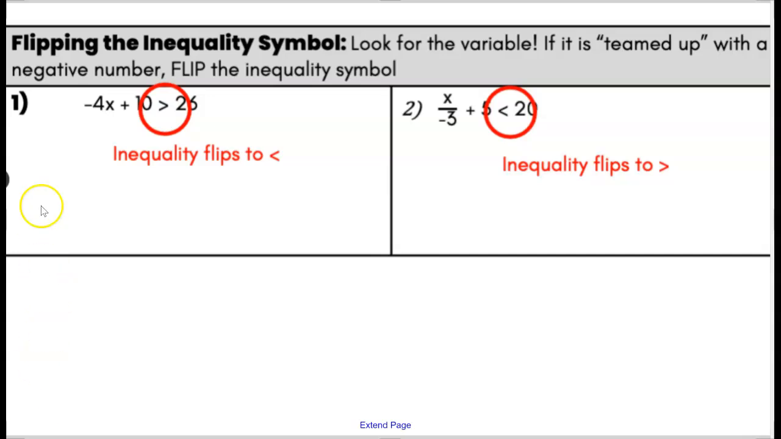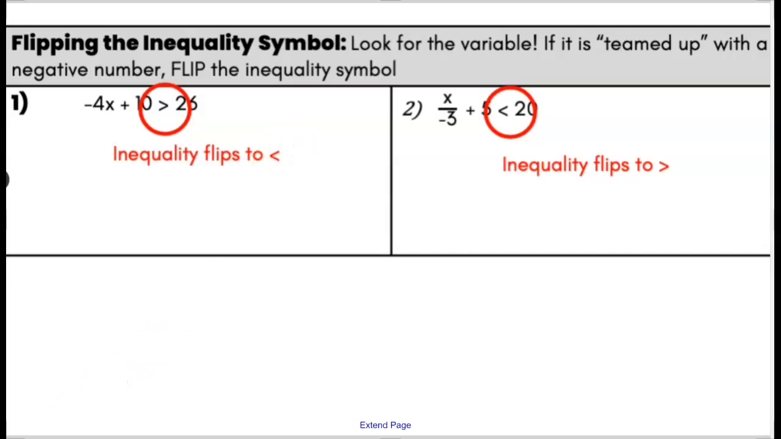All right, so in this next example, it says flipping the inequality symbol. Look at the variable. If it's teamed up with a negative number, flip the inequality symbol. So it seems like what they want you to do is flip the inequality symbol at the beginning. I usually teach it to do it at the end, but either way, here they just want you to figure out, do you need to flip it or do you need to leave it alone? So here it says if the variable is teamed up with a negative number, where's the variable at? You got x, okay? It's teamed up with a negative number, right? So you're going to flip the inequality. So you will circle that and just show the inequality sign being flipped.